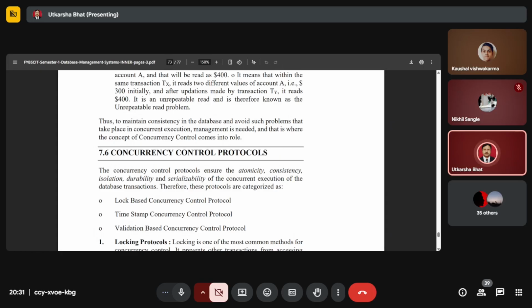Management is needed, and that is where the concept of concurrency control comes into the role. Concurrency control protocols. The concurrency control protocol ensures the atomicity, consistency, isolation, durability, serializability of the concurrent execution of the database transaction. Therefore, these protocols are categorized as concurrency control protocols.